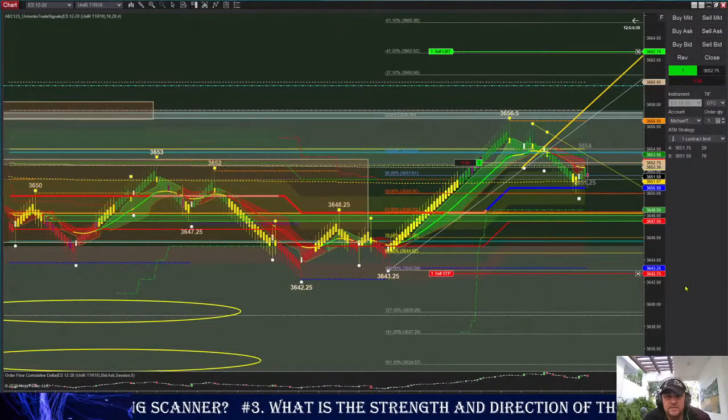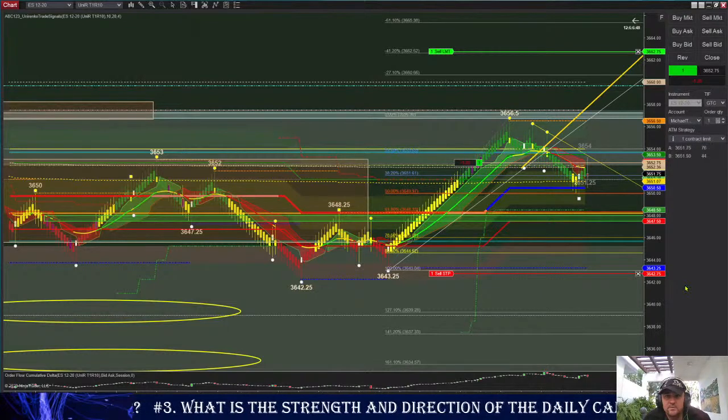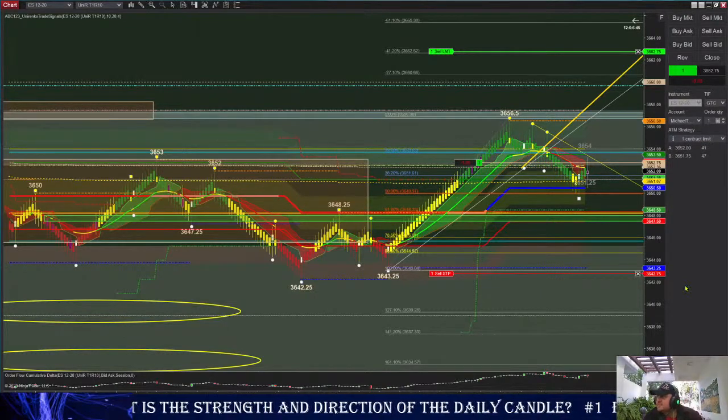See where we can go. If we can break that, Fib target 1, 324 is at 60. Okay.